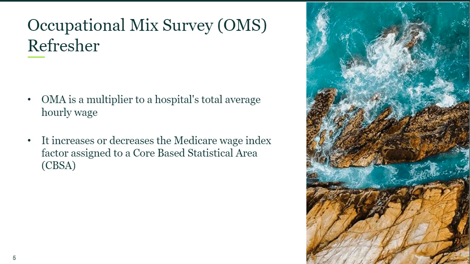Then, as a result of the Bellevue Hospital versus Leavitt case, a court ordered CMS to begin applying the full occupational mix factor starting in federal fiscal year 2007. The actual outcome was not as anticipated. It was anticipated that the occupational mix adjustment would, 1, increase payment to providers with a less expensive occupational mix, rural providers, and 2, decrease Medicare payments to providers with a more expensive occupational mix, or urban providers.